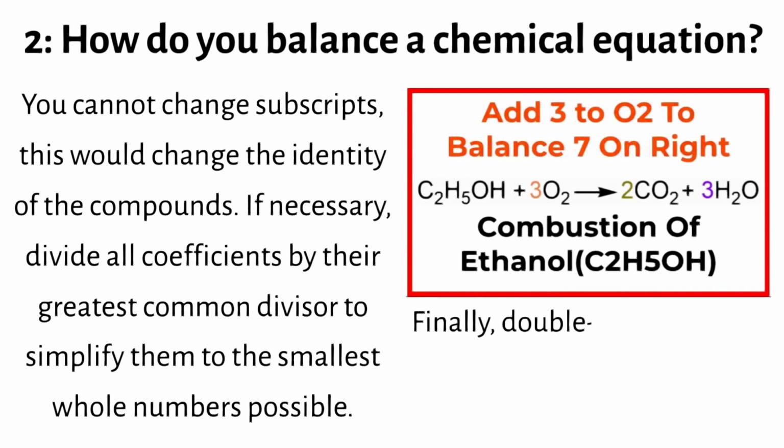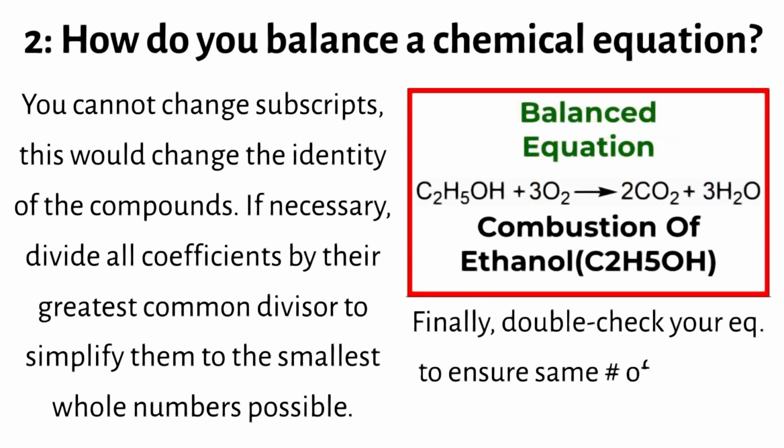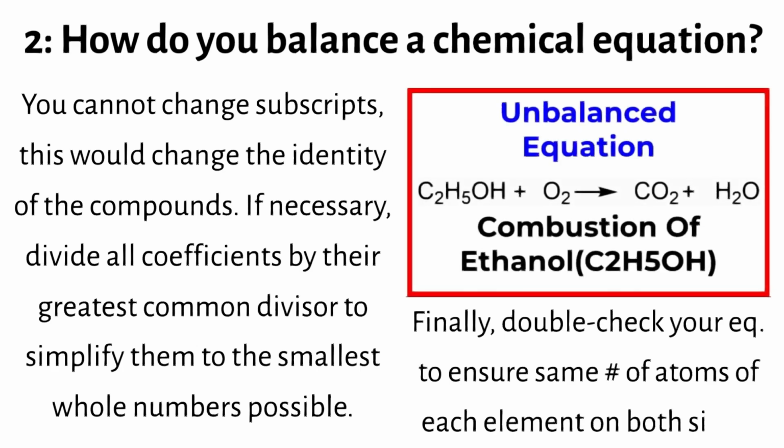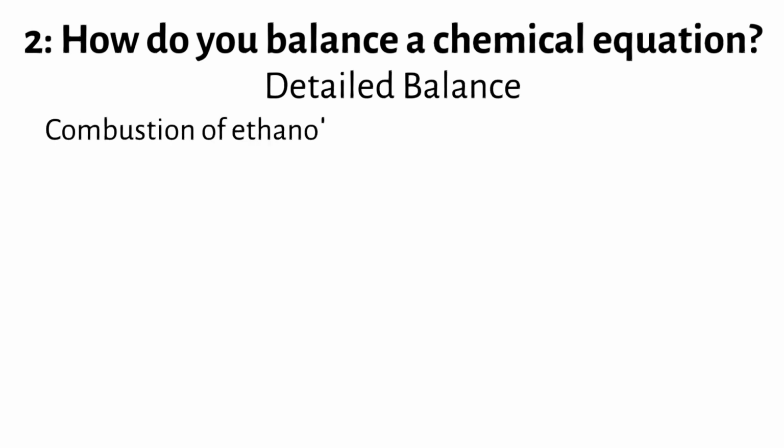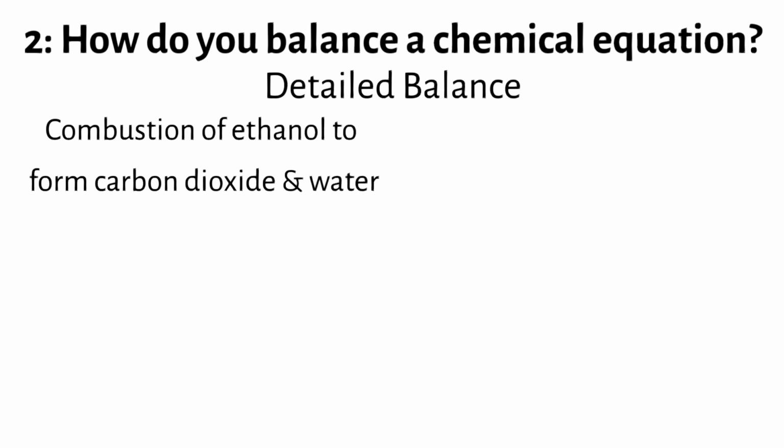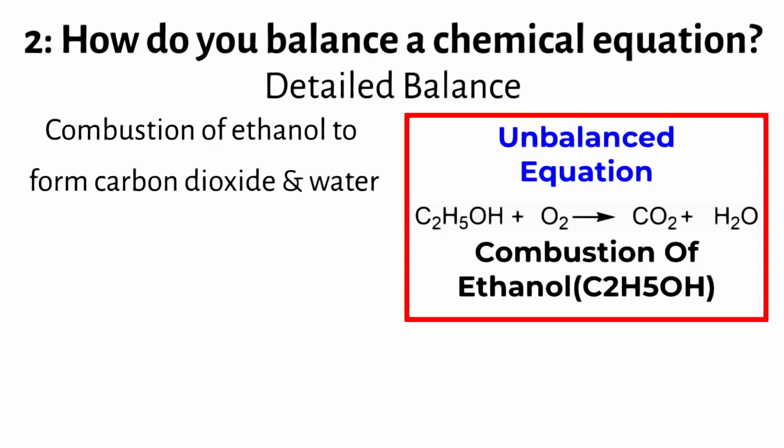Finally, double-check your balanced equation to ensure that the number of atoms of each element is the same on both sides. Let's do a detailed balance of the chemical equation for the combustion of ethanol, C2H5OH, to form carbon dioxide, CO2, and water, H2O. The unbalanced chemical equation is C2H5OH plus O2 going to CO2 plus H2O.